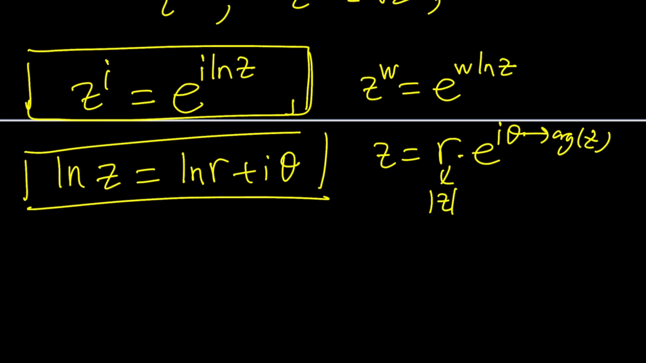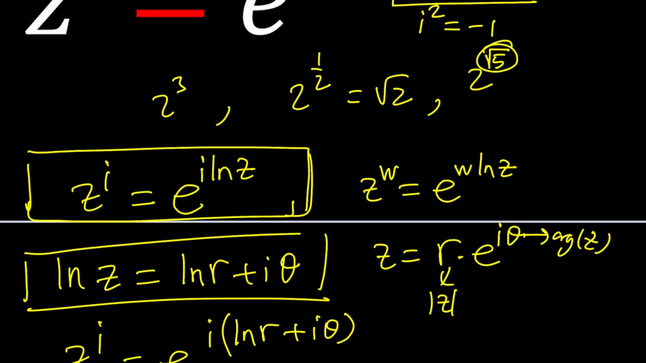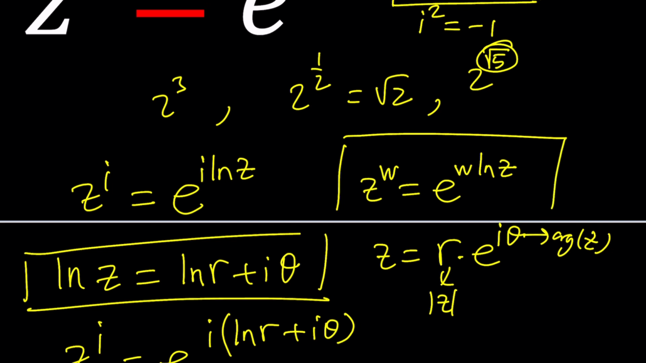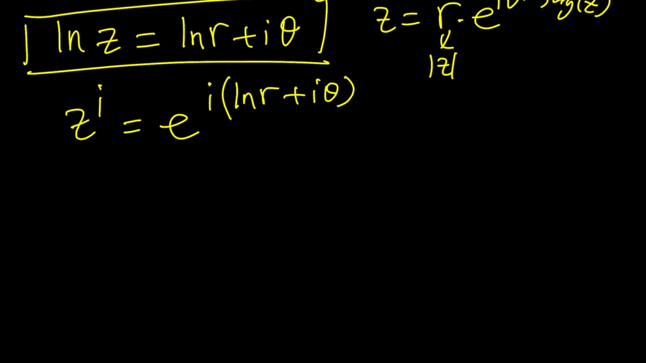When we apply this to our situation, z to the i just becomes e to the power i times (ln r plus i theta). We could even come up with a single formula that gives us z to the i directly, but that's not necessary. Know these two things. Of course, I just said theta, but theta can be the principal argument, and you can also add multiples of 2 pi to it. Make sense? Okay.